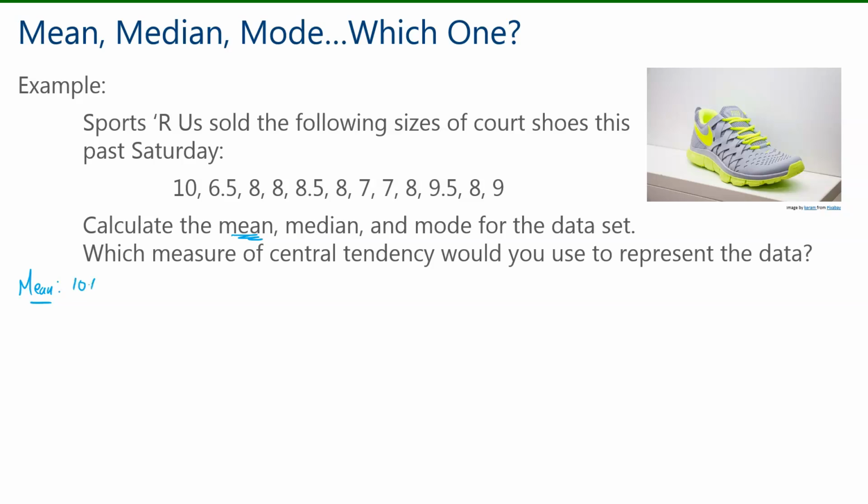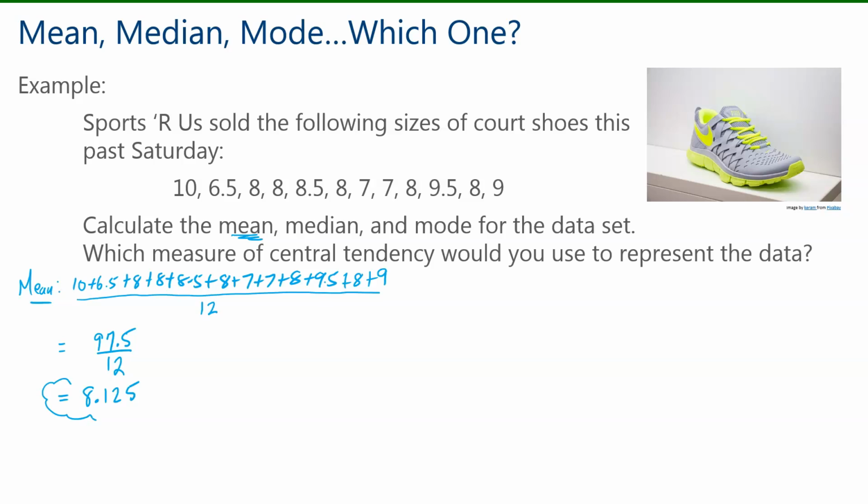We're going to add all of the shoe sizes: plus 8, plus 7, plus 7, 8, 9.5, another 8, and a 9. We have sold 12 pairs of shoes, so we divide by 12. If we add all of the shoe sizes together, we will get 97.5. Divide by 12, we will get 8.125. So the mean shoe size is 8.125, or 8 and 125 thousandths.